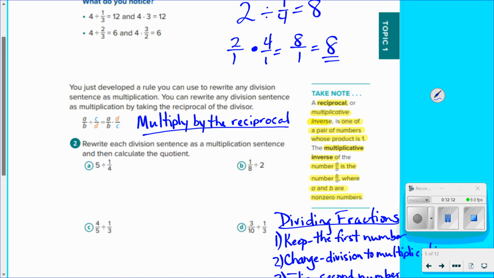Questions on anything we've covered so far? Is there anybody confused about why when I divide by a fraction I get a bigger number? Ben?